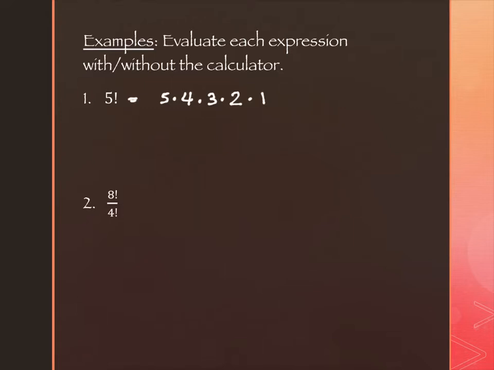All right, so if you want to grab a calculator, if you want to multiply it by hand, it doesn't matter to me, but we need to multiply out 5 times 4 times 3 times 2 times 1. And what will we get? Yep, 120. So 5 factorial is equal to the number 120.